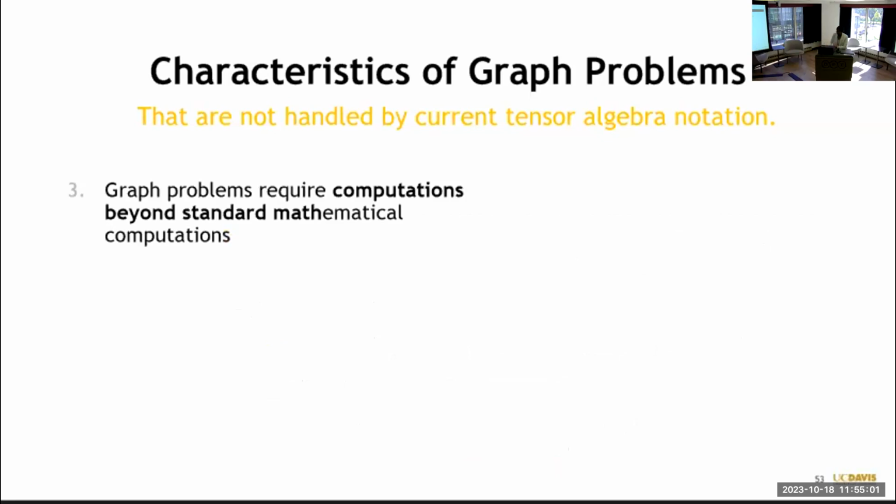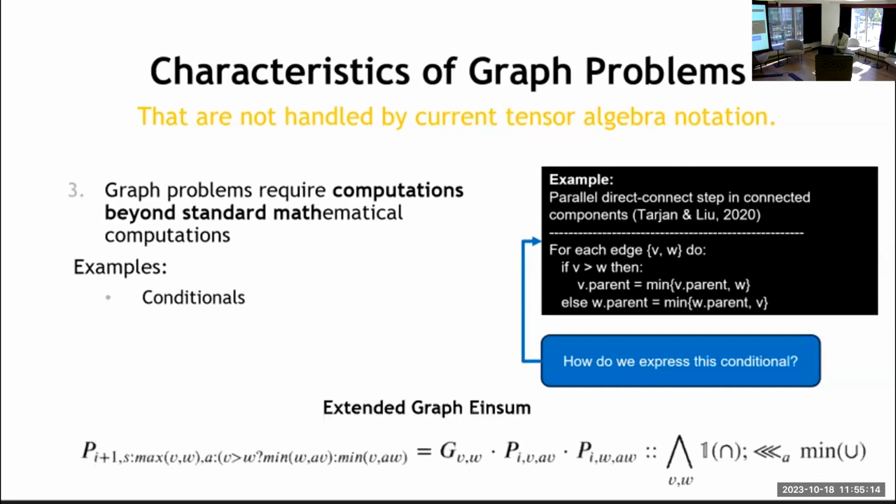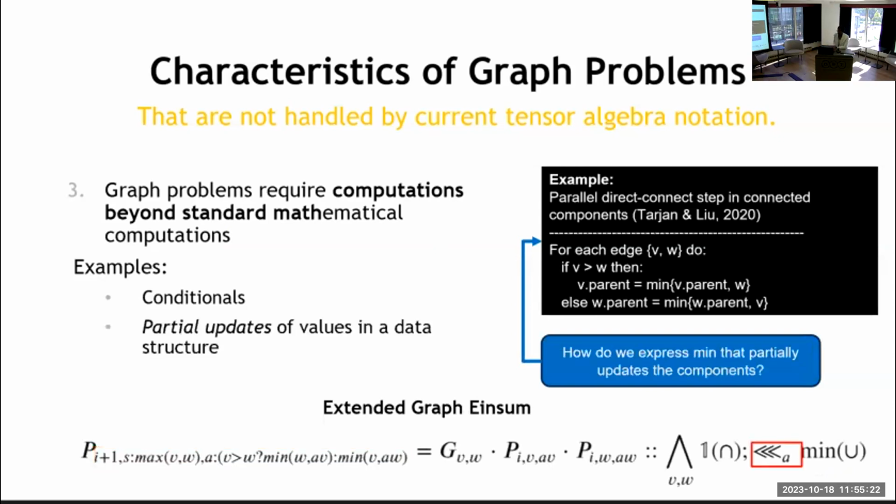Third, graphs require computations beyond standard mathematical ones, in particular things like conditionals, such as this if-else block in this snippet from connected components. To support conditionals, we allow expressions in the indices of an Einsum that filter the iteration space. And secondly, traditional tensors tend to update an entire output tensor all at once. But in the graph algorithm world, they tend to contain selective updates to data structures. Thus, we add a populate operator that enables piecemeal or partial updates of output tensors.